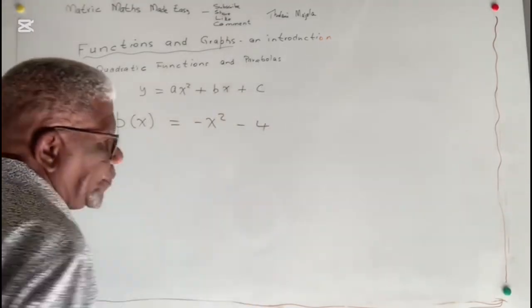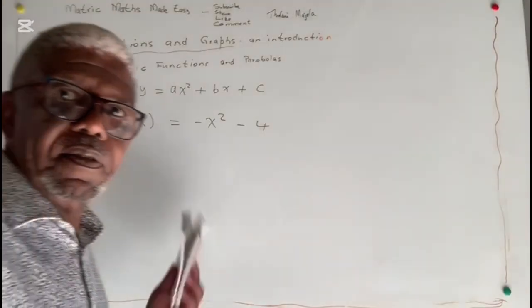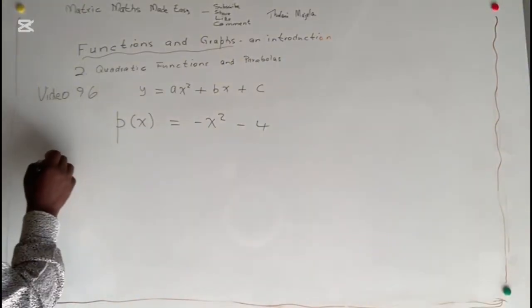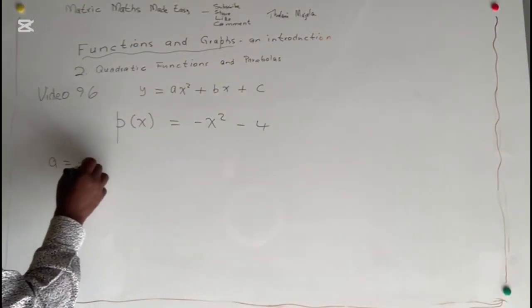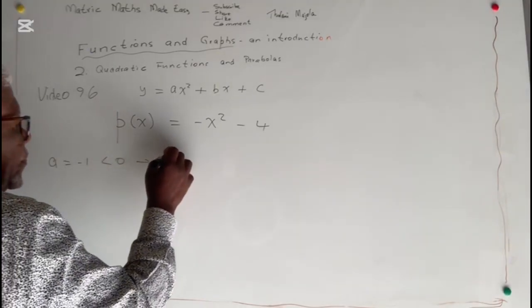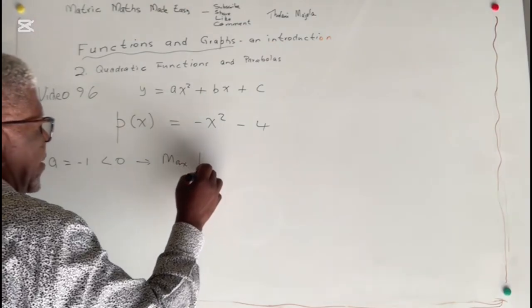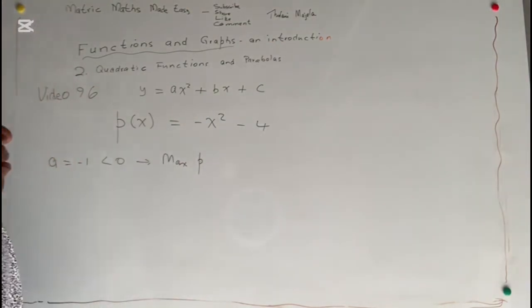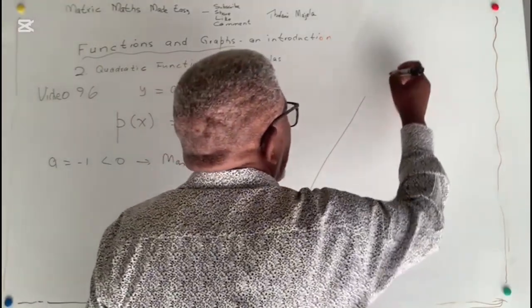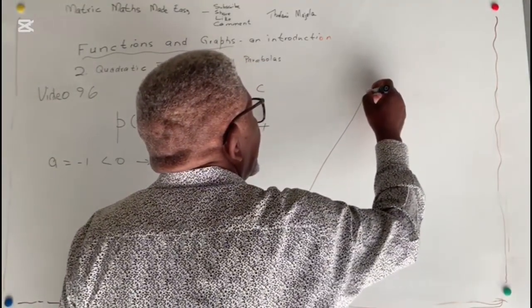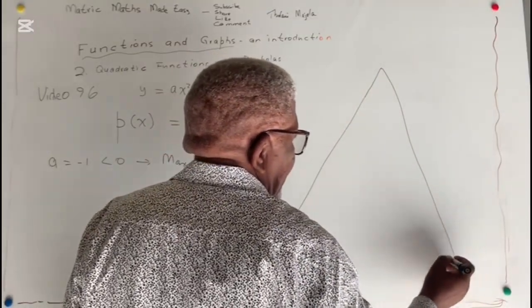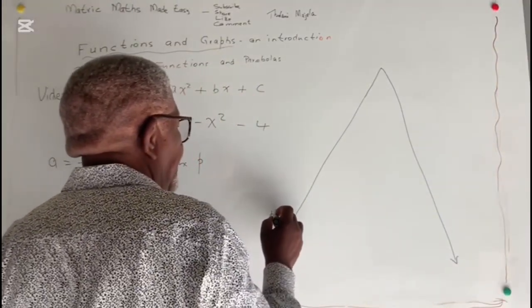minus 4. So, as a starting point, when you're on quadratics, you always look at the coefficient of x squared. In this case, a is equal to negative 1, which is less than 0. So it means that you get a maximum p. If you get a maximum p, it means that your graph goes up, and it comes down.